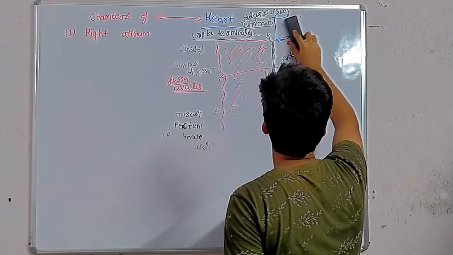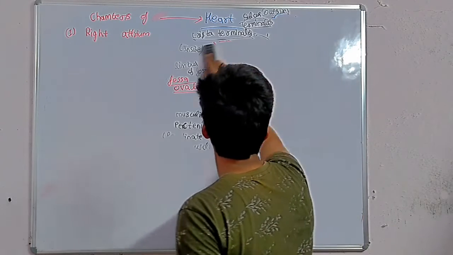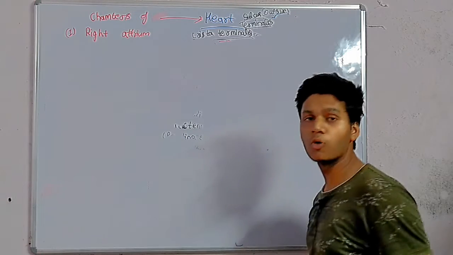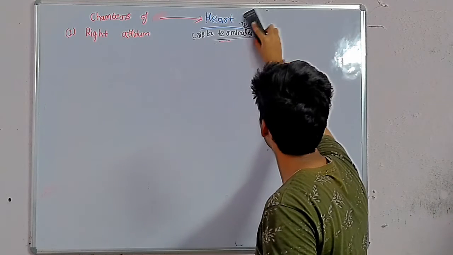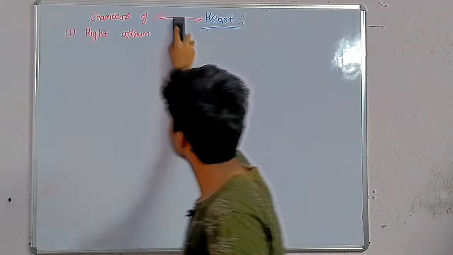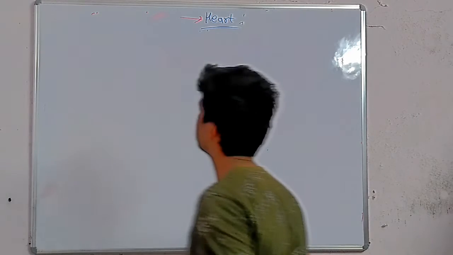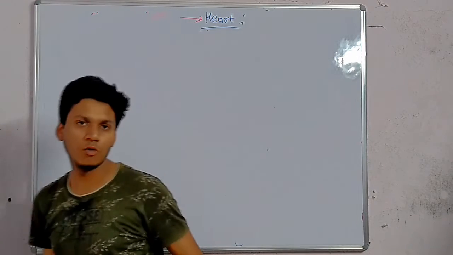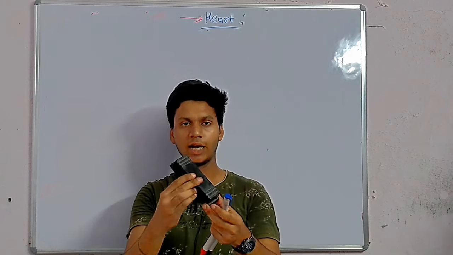Left atrium. The left atrium is present posteriorly, not present anteriorly. It is only present posteriorly. Our heart is present in our body like this, just posteriorly, with a right side and a left side.